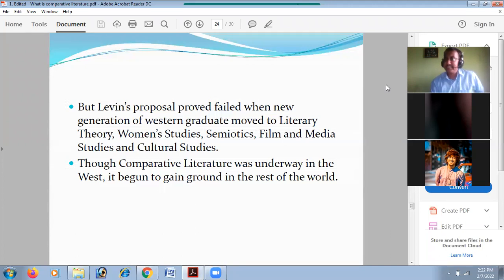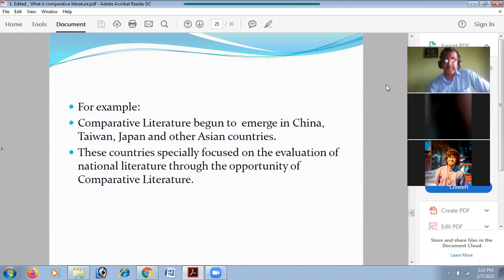But the matter is that though comparative literature was underway in the West, after the 1970s it began to gain ground in the rest of the world. For example, comparative literature began to emerge in China, Taiwan, Japan, and other Asian countries. Why? Because these countries especially focused on the evaluation of national literature through the opportunity of comparative literature. They had been observing the activities of Western comparative literature, and they got an opportunity to expand their national literature, understanding their literary position by comparing their national literature to other literature.